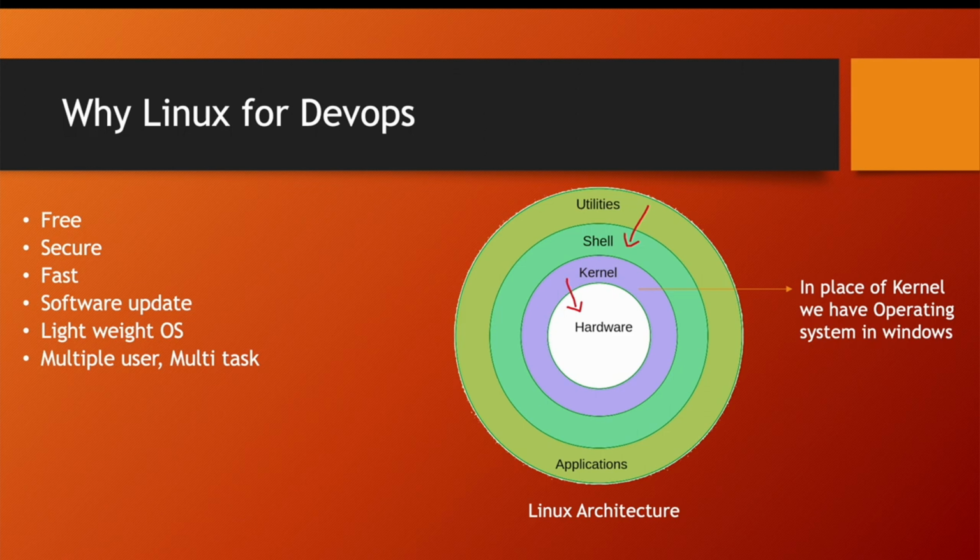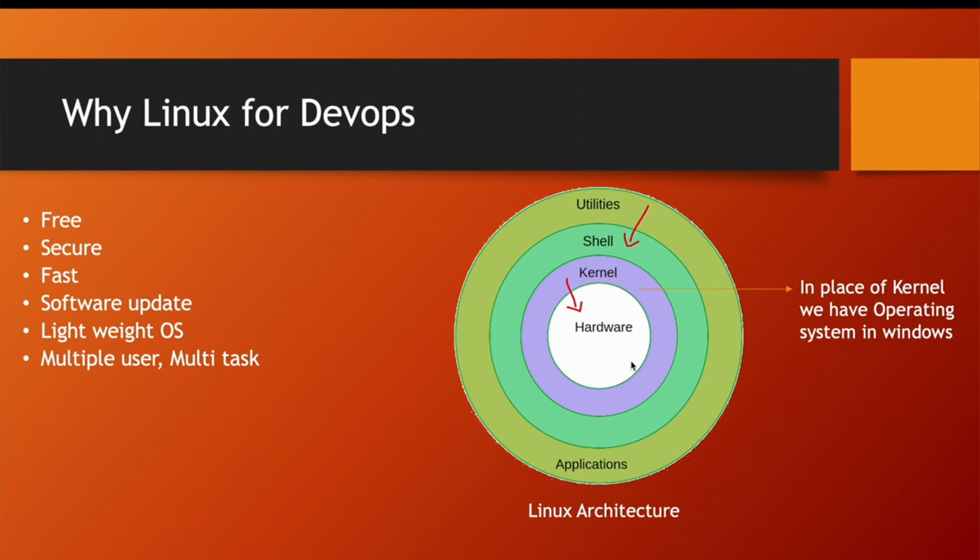Also, the second point is that Linux is secure, but for Windows, we need to put antivirus. Linux performance is very good because here we interact through the terminal instead of a graphical user interface. We are going to see all this in the upcoming lectures in detail. The next point is software update is very easy. That also we will see in the upcoming lectures. Linux is a lightweight OS. It takes less space in the RAM, so it is very fast and its performance is good. Multiple users can work together and access the same server at the same time with the same performance.